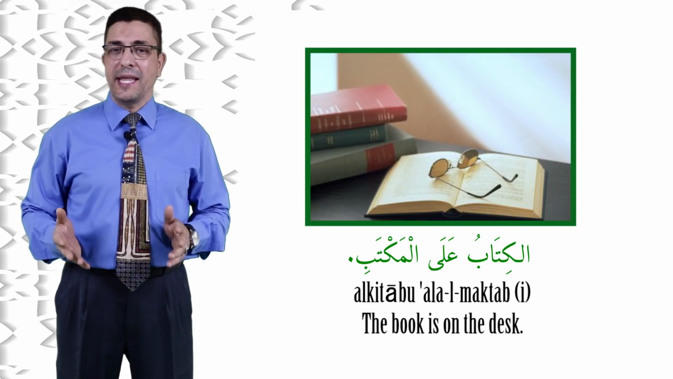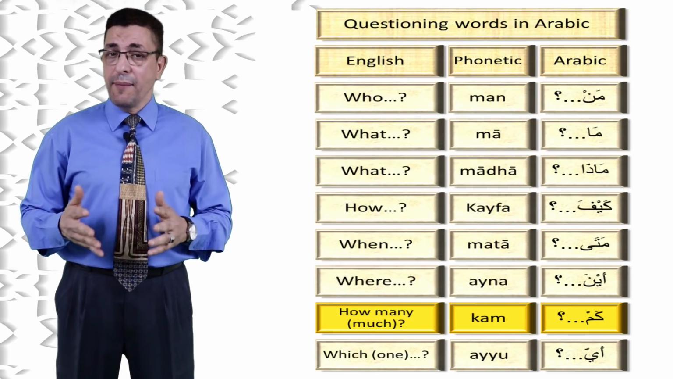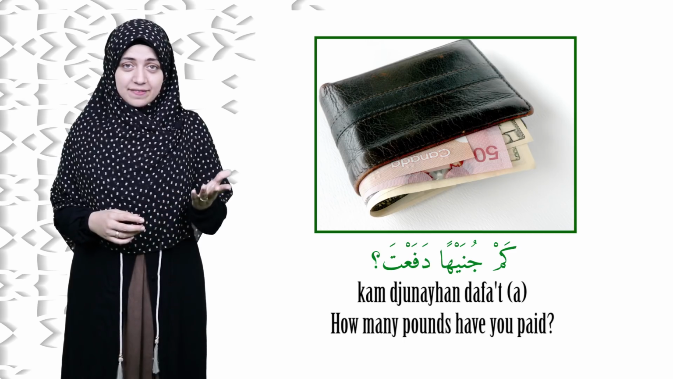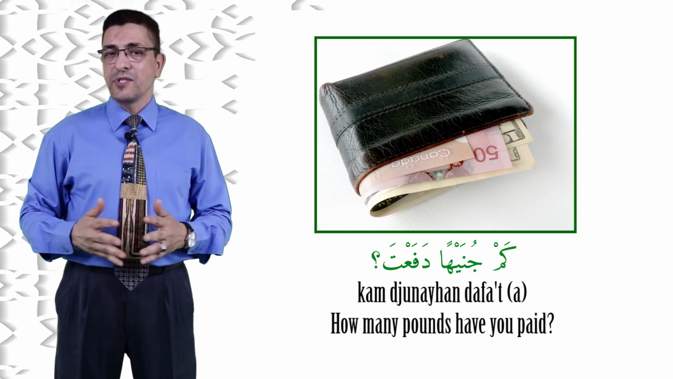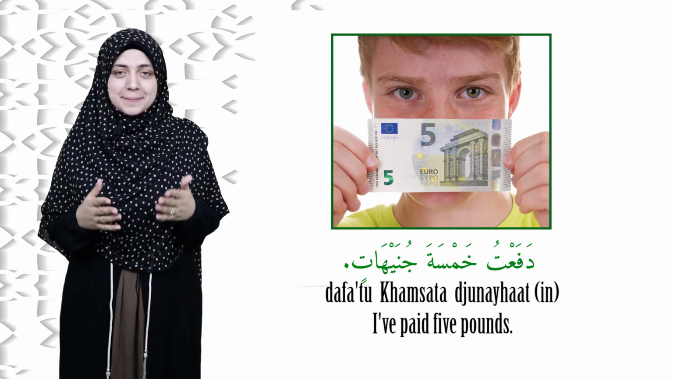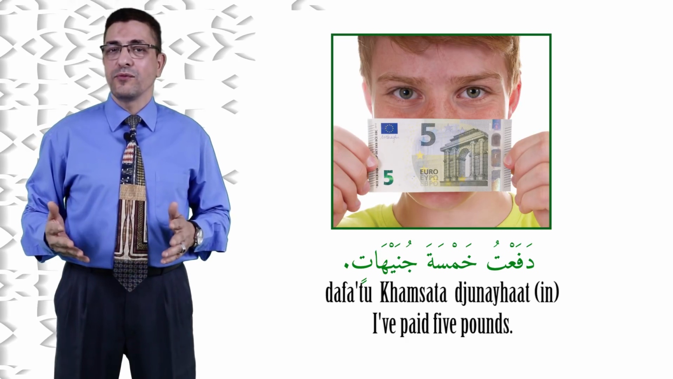Another questioning word. كم؟ How many or how much? كم is a questioning word used to ask about number or quantity. Example. كم جنيها دفعت؟ How many pounds have you paid? The answer could be. دفعت 5 جنيهات. I've paid 5 pounds.